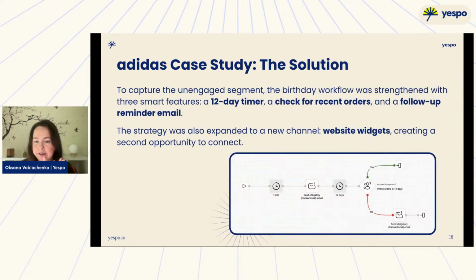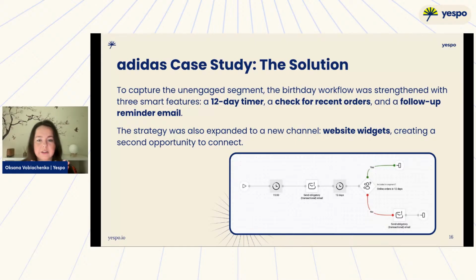And to avoid losing valuable context that they have already collected, with all the data and information about their customer, Adidas expanded the flow. They added a 12-day timer after the first greeting. And before recontacting, they checked if a purchase had already happened, like we discussed previously about adding an additional condition if the customer has already purchased something after the first greeting. So they try not to annoy buyers and set a reminder email.